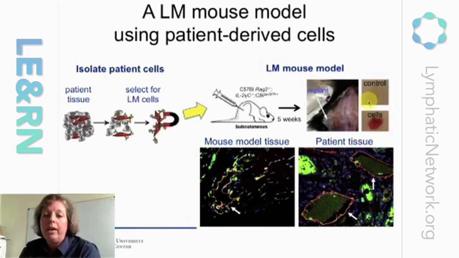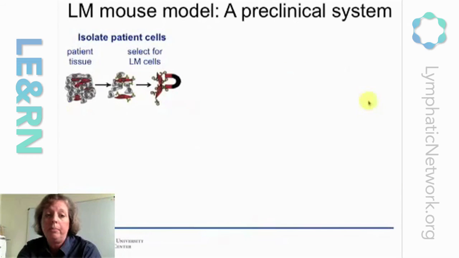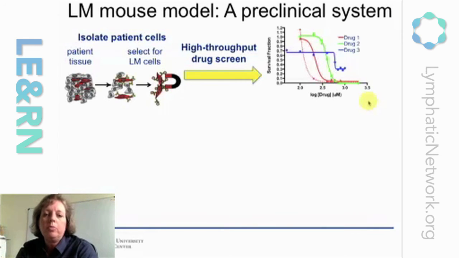So now that we have a mouse model and these cells, what do we do with it? Because now we can understand the genes and we can change them, but more importantly, can we try to identify better therapies to treat patients? So again, we start with the same isolated cells from the patients, but what we do is we take these cells in culture and we do high throughput drug screens. And in this case, we tested 3 different drugs.